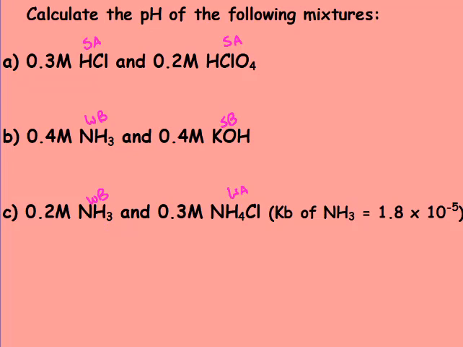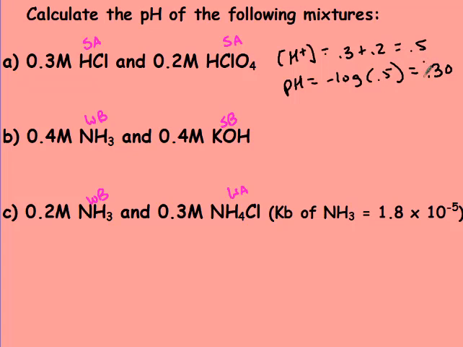So now we can look at it. The first two are both strong acids. You may not see a problem where they're both strong acids, but if you did, all you have to do is say that the concentration of H is 0.3 plus 0.2 or 0.5 because they're both strong. They're both going to break apart 100%. So my pH is equal to the negative log of 0.5 or 0.30.